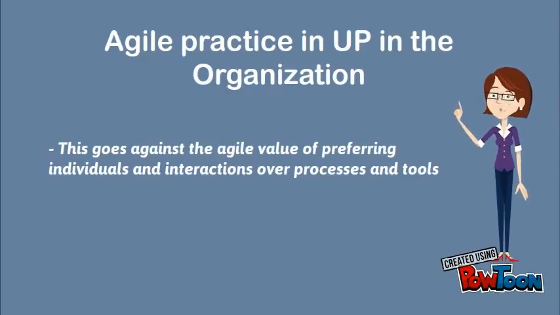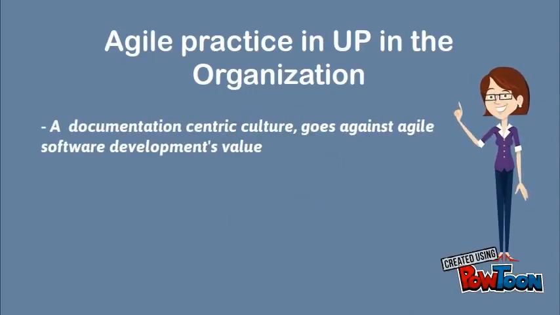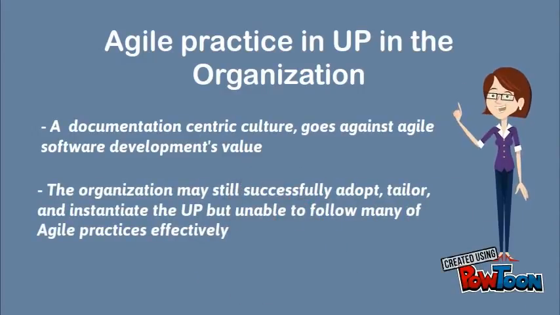When the culture of an organization is documentation-centric, they may find the UP appealing. If an organization is documentation-centric, it goes against the Agile value of preferring working software over comprehensive documentation. This organization may still successfully adopt, tailor, and instantiate the unified process, but be unable to follow many Agile principles and practices effectively, because it does not have an Agile culture.